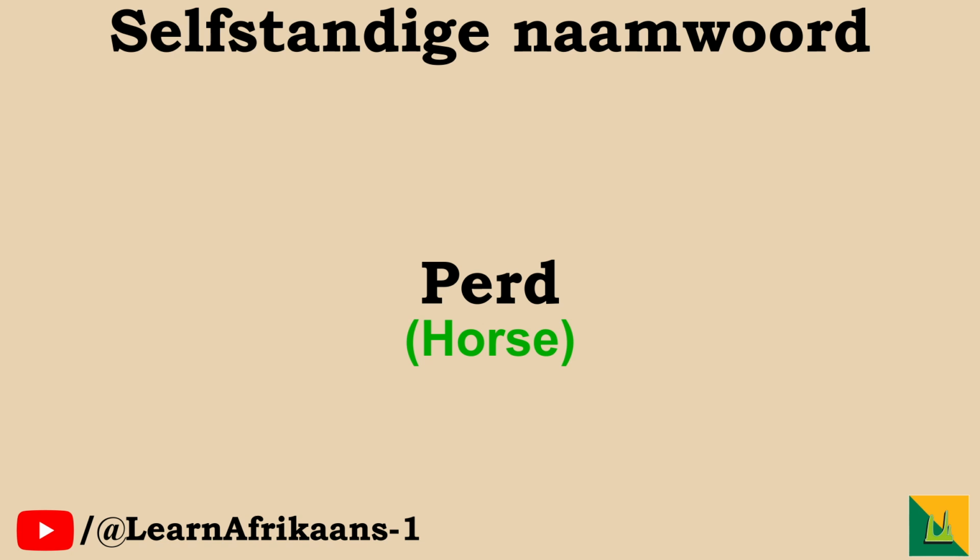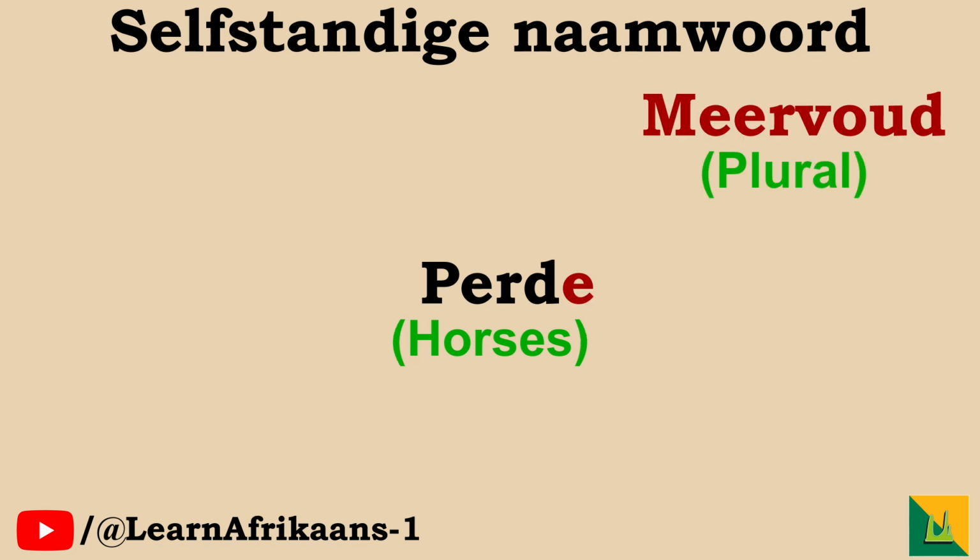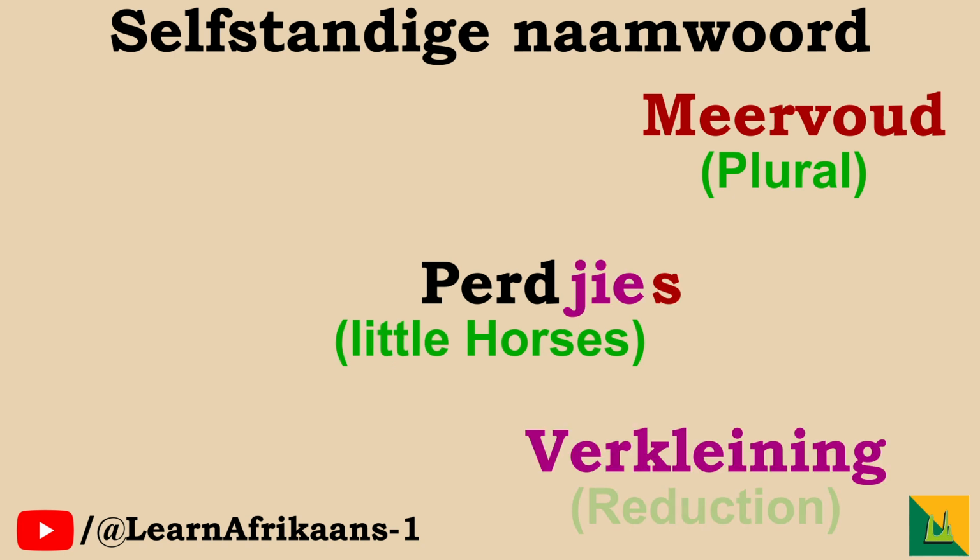The first and most important one is plural, meervoud. The second is verkleining. Both are affixes that can be added to selfstandige naamwoorde. Meervoud indicating plural and verkleining indicating reduction, to make it smaller.